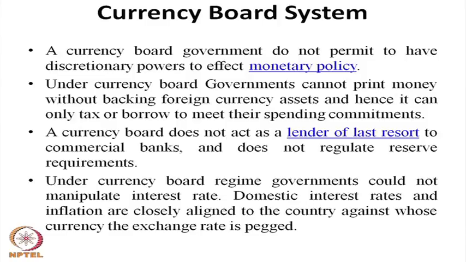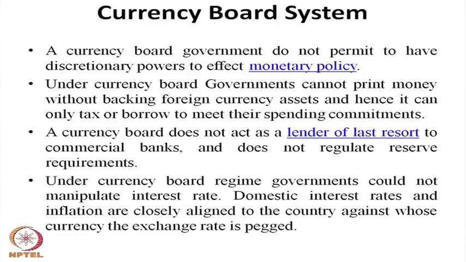At the same time, there is no freedom on the part of the domestic authority to have a free fiscal policy, monetary policy, or deficit financing policy. A currency board does not act as a lender of last resort to commercial banks and does not regulate reserve requirements. So, whenever the domestic banks of the currency board country face any problem, they generally go to the monetary authority. However, the monetary authority cannot give them a loan or any kind of financial help, because they are practicing an exchange rate policy pegged to a foreign currency, on the basis of which they can circulate notes.